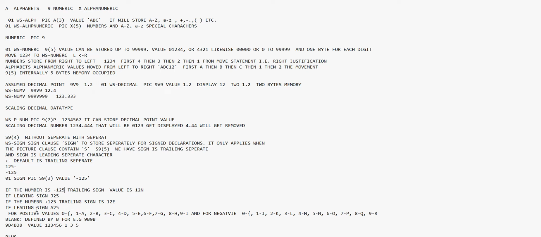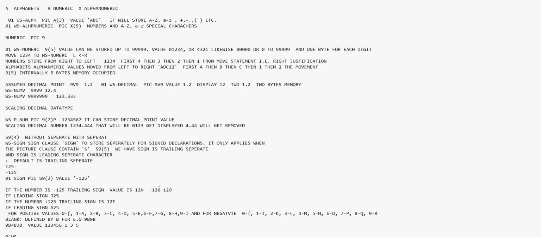We have different characters for negative and positive numbers. For negative values, if the last digit is 0, it will display as a left curly brace. If it is 1, J; if it is 2, K; if it is 3, L; if it is 4, M; 5, N; and so on till 9, R. So if it is minus 125, it will be 12N. If it is minus 126, it will be 12O, likewise.